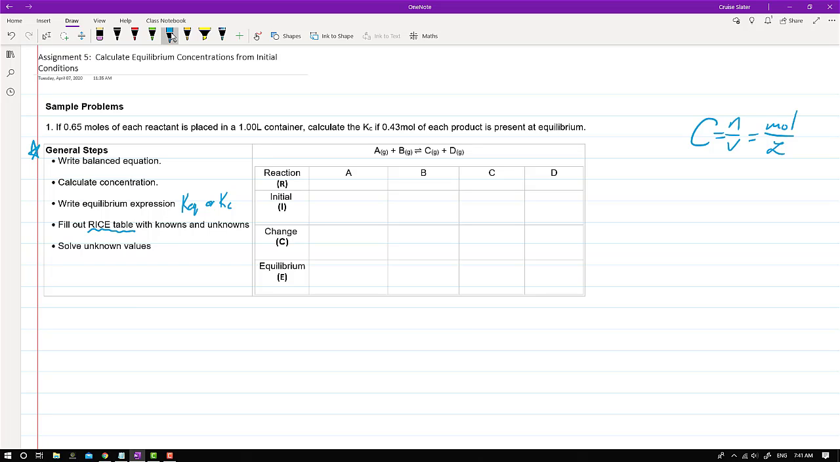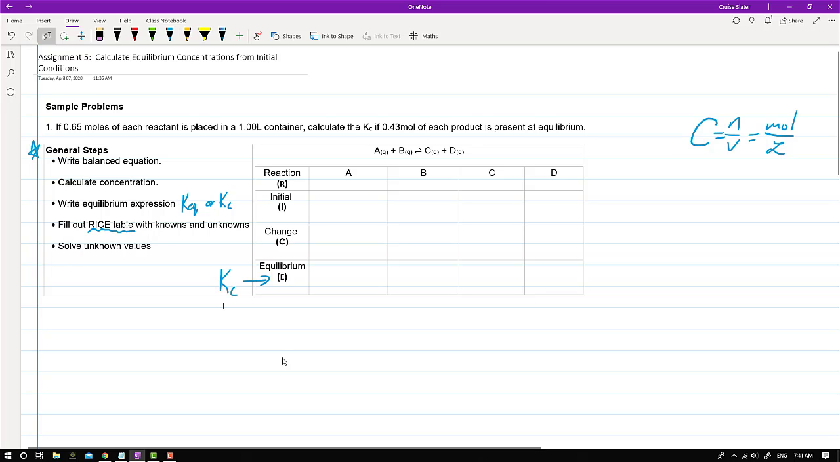I stands for initial concentrations, which we're going to solve in a minute. C stands for our change. Are we increasing or decreasing as we go from initial towards equilibrium in regards to our concentrations? And then E stands for the concentrations at equilibrium. This is important because this is where we can solve for Kc.